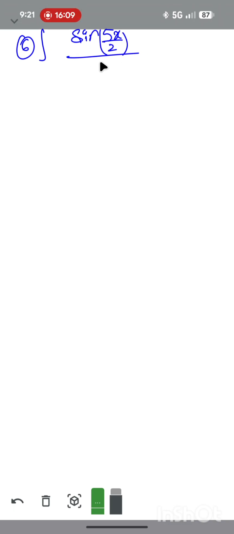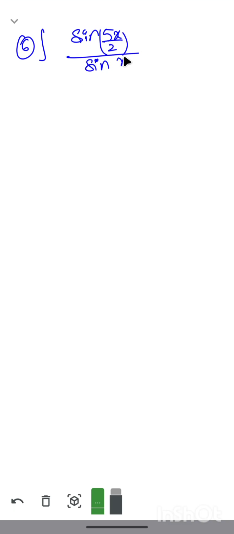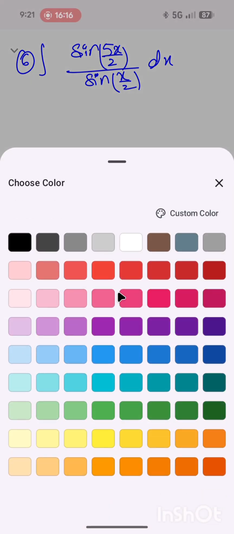sin 5x by 2 whole divided by sin x by 2, dx. How to find the solution of the given problem?